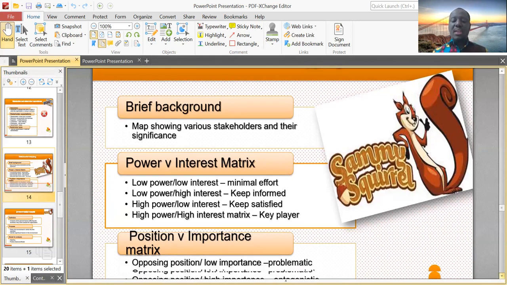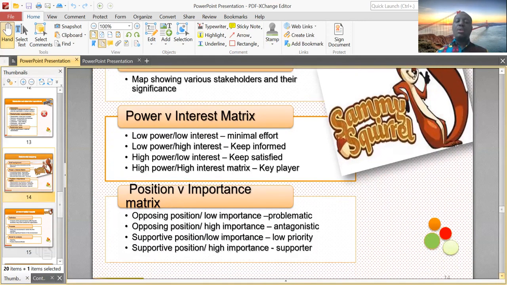Then there's another matrix, which is called the position versus importance matrix. These are also two parameters based on which you can categorize the stakeholders. First off, there are stakeholders who have an opposing position, but their importance is low. We call them opposing position, low importance. Their importance is so low.